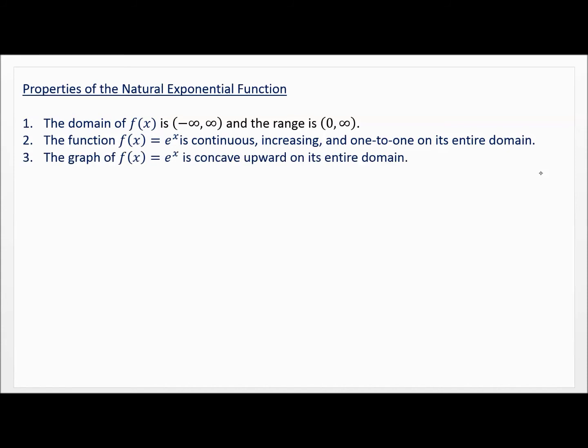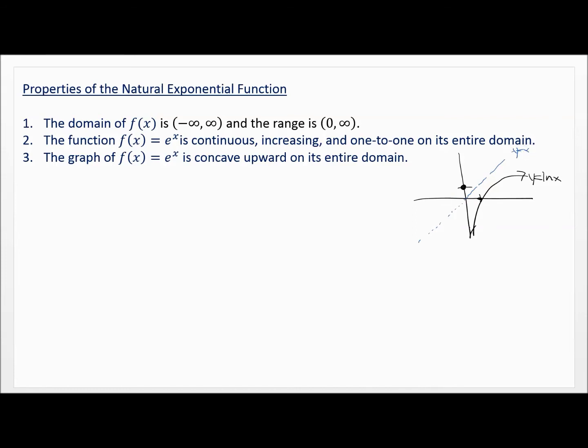Property 3, the graph of f of x equals e to the x is concave upward on its entire domain. Now, I believe each of you have probably seen the graph of e to the x before, but one important point, because it is the inverse of the logarithm function. First, let me do a quick sketch of the logarithm function. Okay, so this is a quick version of y equals natural log of x. And remember, the inverse is a reflection through the line y equals x.